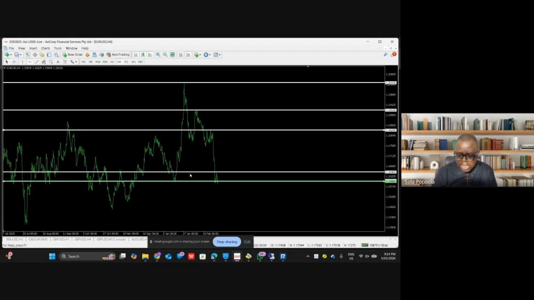Okay, I'm going to change these white ones to red so that we know that the red are the resistance and the green are the support. All right, well, let's just leave this first like this. Now look at this. I brought this line here.